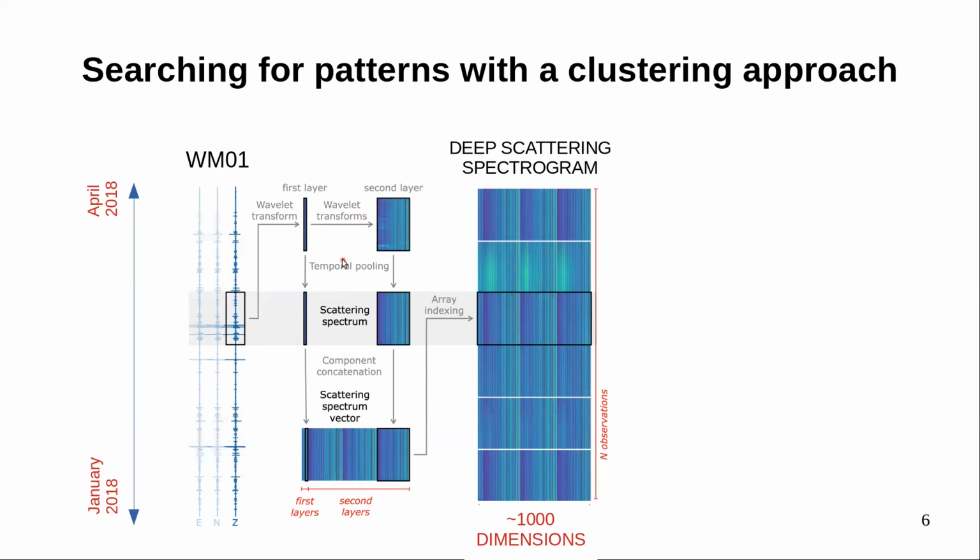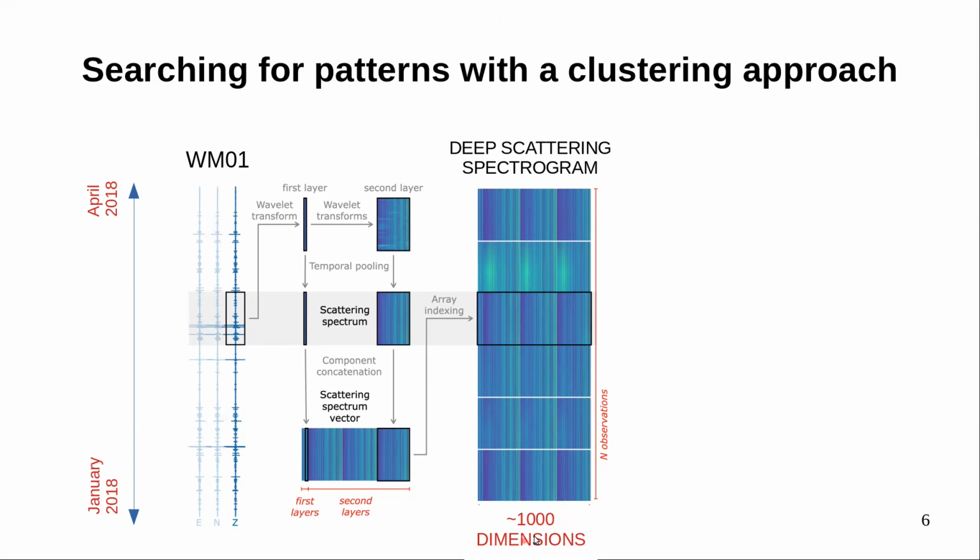From here, we do temporal pooling. We collapse the time axis of the scalograms and we get our scattering spectrum. Then we concatenate the first and second layer scattering spectrum. We do this for the east, north, and vertical components and we get our scattering spectrum vector. Then we slide this window forward and we do this again. This way we get our deep scattering spectrogram. The size of the sliding window here determines in the end the sampling rate of the deep scattering spectrogram.